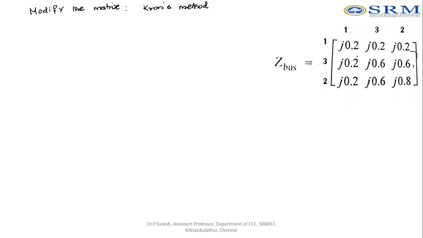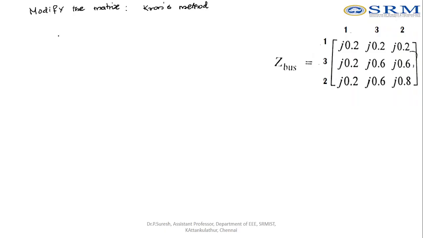In order to modify the matrix, what is the modification of the matrix? Eliminating a row and column. That is done by Kron's method. Using this method, we are going to eliminate the row and column. For this case, this is the derived matrix, the latest matrix we derived, which is a 3 by 3 matrix. Using this matrix, we are going to modify the matrix, but we have to use the formula of Kron's method.